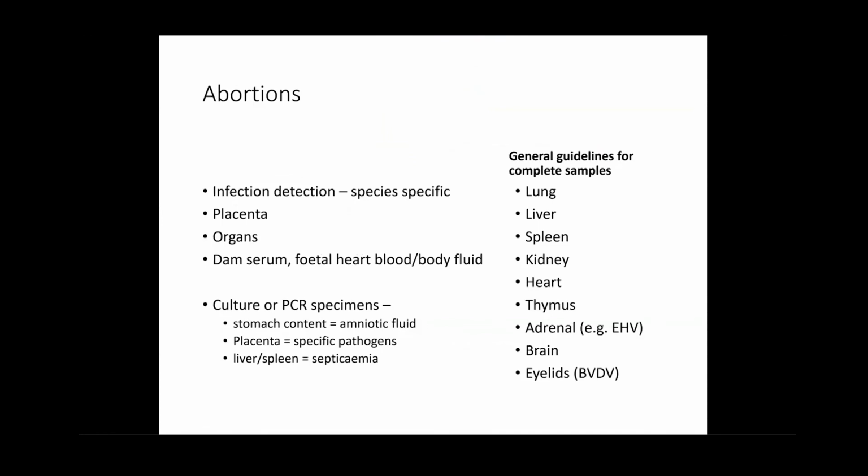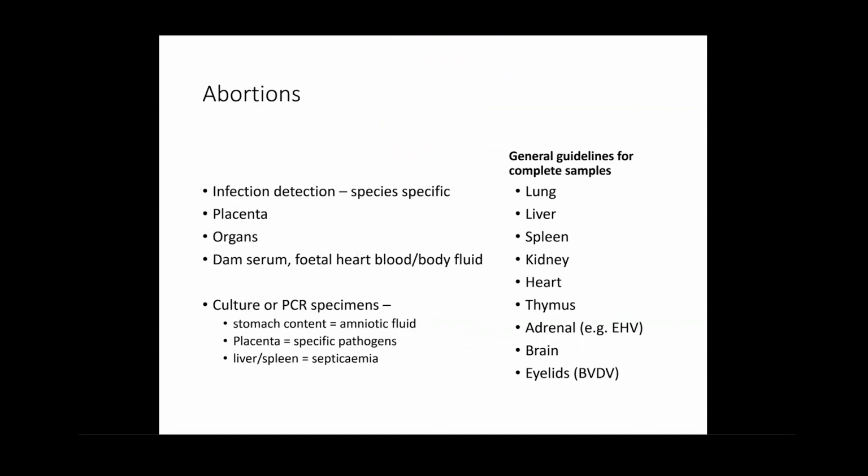Now, abortions. There's plenty of specific testing to do for infection detection in whatever species you're dealing with, and there's good literature about how to choose those. But here's a general rule. Always try and get the placenta if it's available. And for example, in a horse, there are different specific areas of the placenta that you would need to sample. And of course, you're going to be wanting to check it's intact. In regards to the fetus, you're going to want a full range of organs.